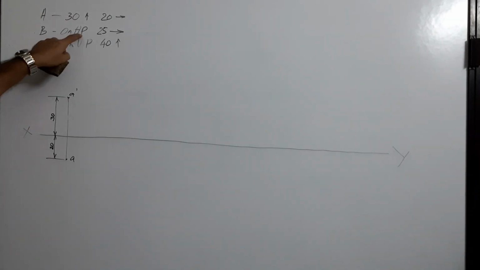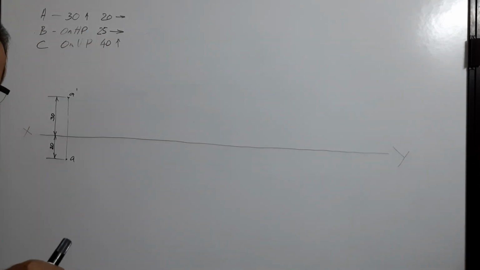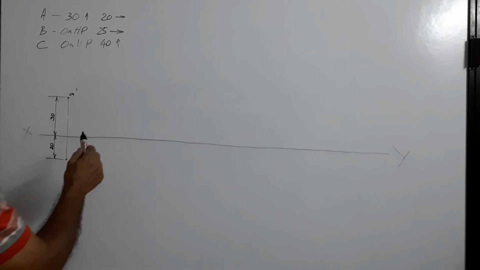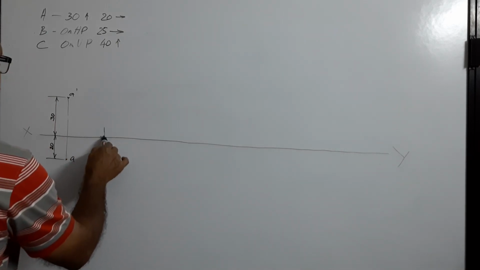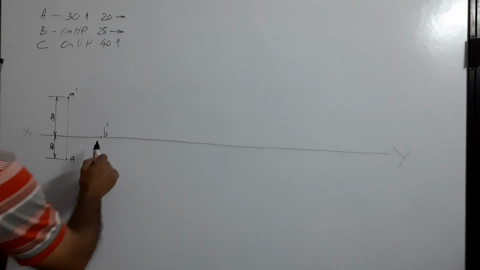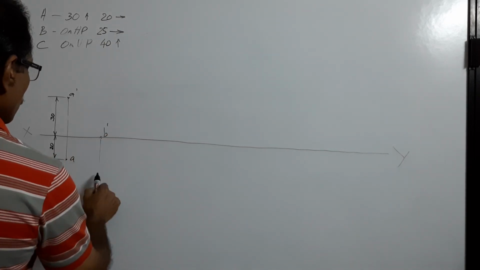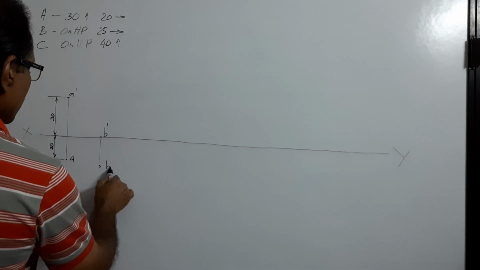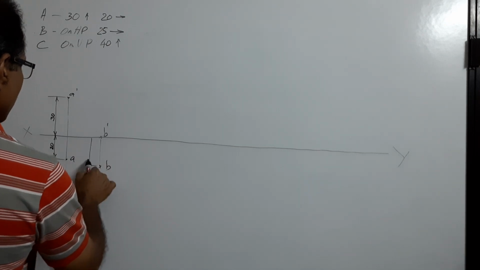Then point B, on HP, 25 mm in front of VP. When a point is on HP, where will be its elevation? Elevation will be on XY line because the distance from HP is 0. The distance from HP is seen in the elevation. The distance from HP is 0 when the point is lying on HP. So, B dash on XY, and then 25 mm below, you will get what? B. Then you can mark the dimension.